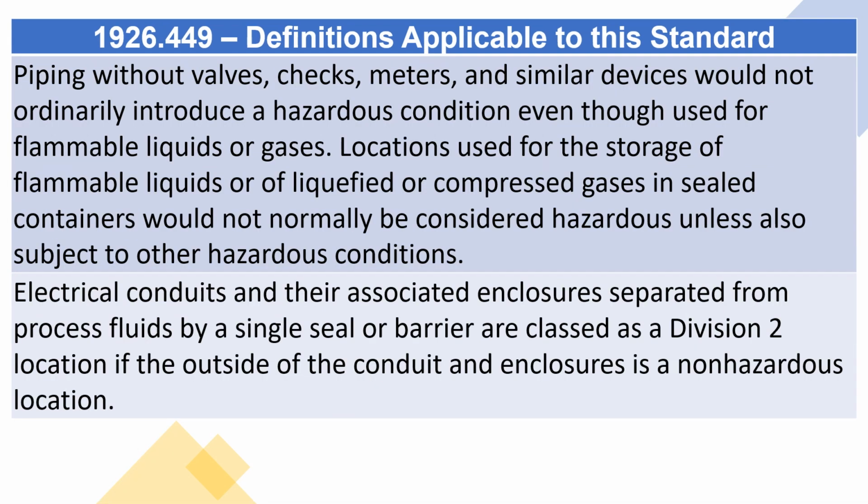Piping without valves, checks, meters, and similar devices would not ordinarily introduce a hazardous condition even though used for flammable liquids or gases. Locations used for the storage of flammable liquids or of liquefied or compressed gases in sealed containers would not normally be considered hazardous unless also subject to other hazardous conditions. Electrical conduits and their associated enclosures separated from process fluids by a single seal or barrier are classed as a Division 2 location if the outside of the conduit and enclosures is a non-hazardous location.